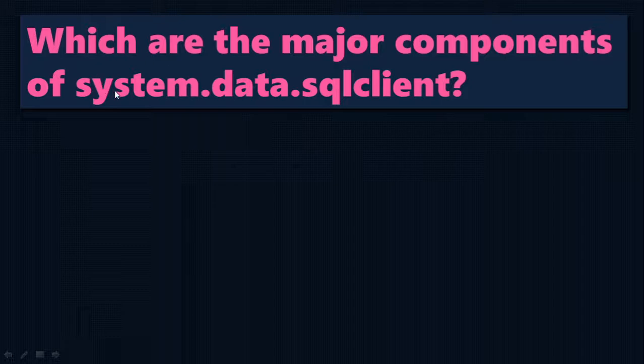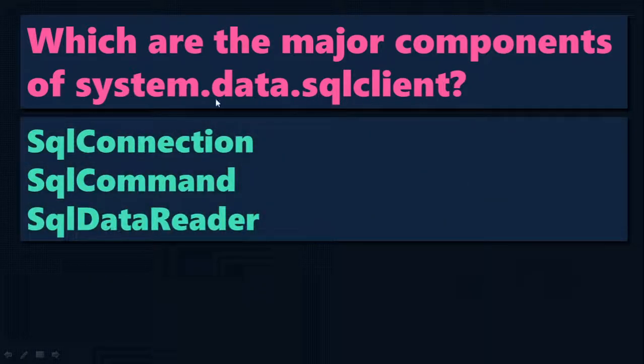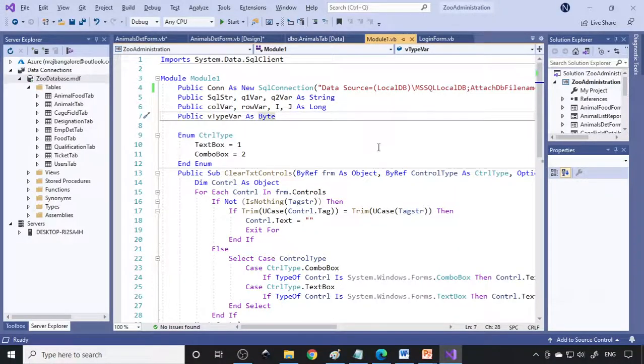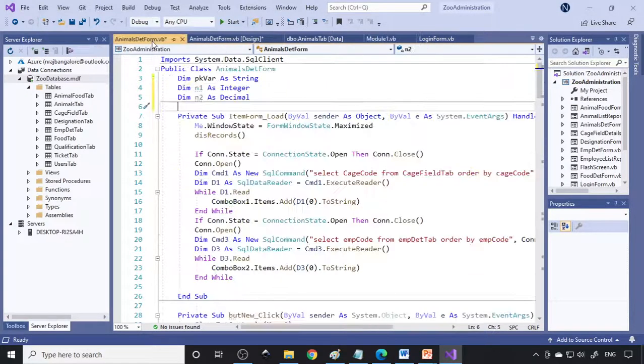Which are the major components of System.Data.SqlClient? Here we have SqlConnection, SqlCommand, and SqlDataReader. These three are the important components of System.Data.SqlClient. So here you can see that. I'll take this form only. We are importing System.Data.SqlClient in the project. This is the necessary namespace.